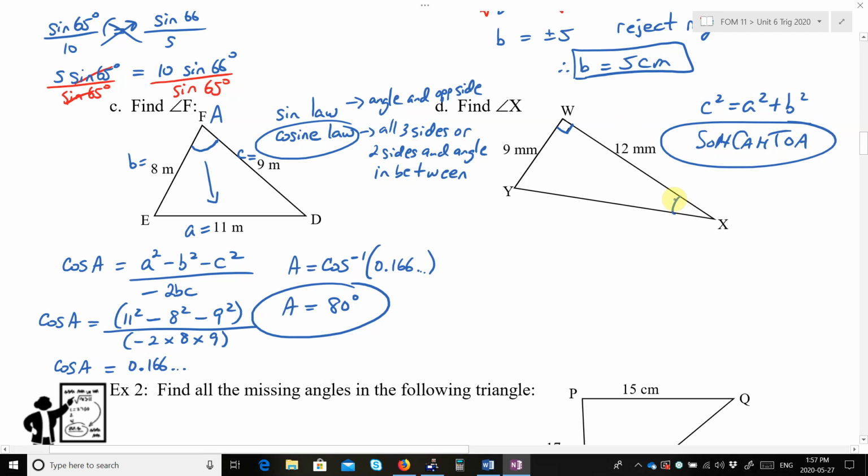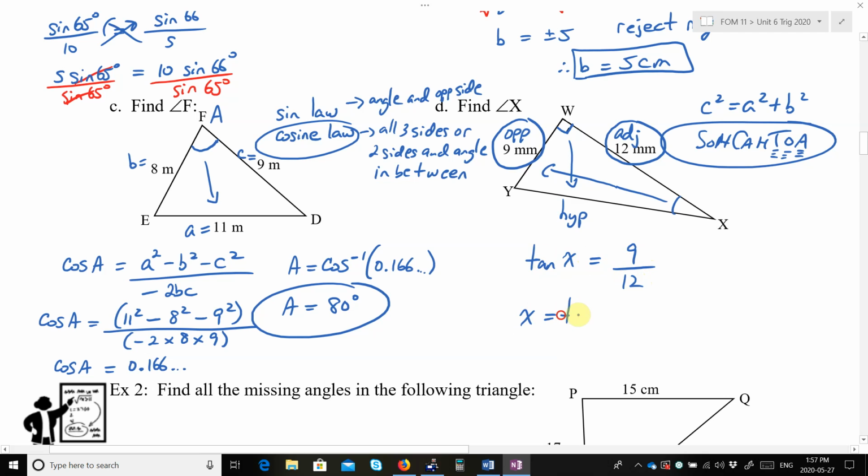So we're looking for angle X. Straight across from it is the opposite side. Across from the 90 is the hypotenuse. So this must be the adjacent. So we're going to be working with opposite and adjacent. Opposite and adjacent, that comes from tan. So it's simply tan of angle X is equal to opposite over adjacent.